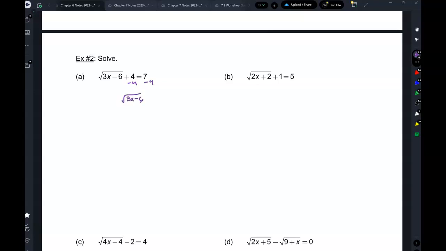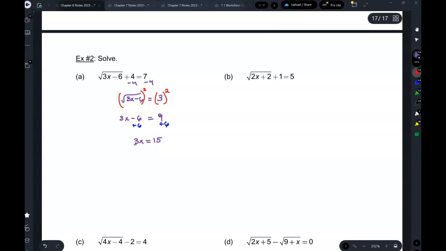Root 3x minus 6 is equal to 3. All right. This is a square root. It's a 2 inside, so I'm going to square both sides. 3x minus 6 is equal to 9. Okay, now this becomes like an equation from chapter 1. To get x alone, add 6, add 6. 3x equals 15. Right. X equals 5. So now let's check.